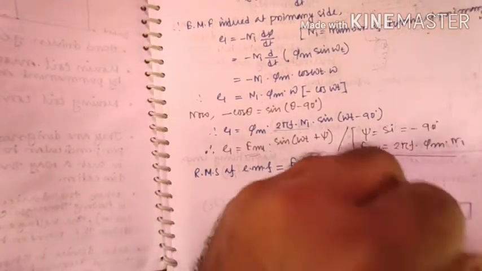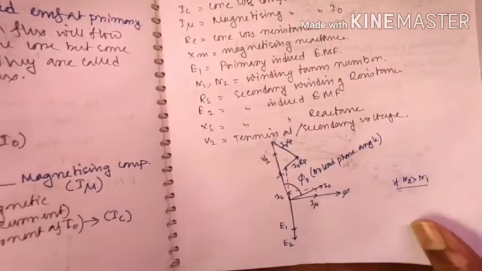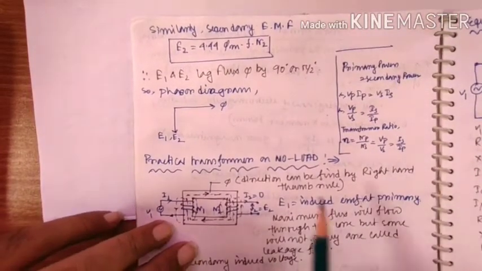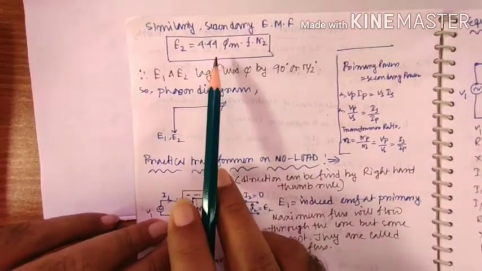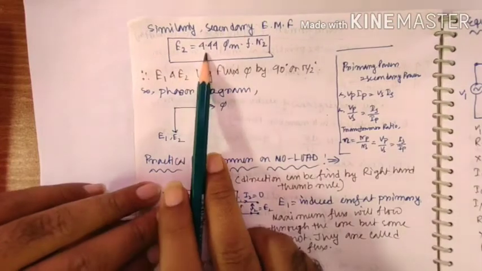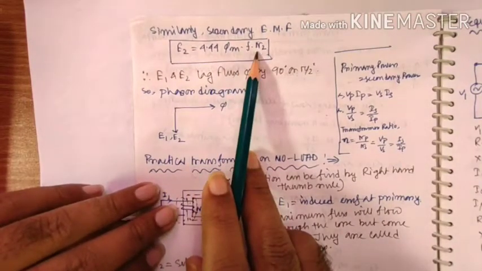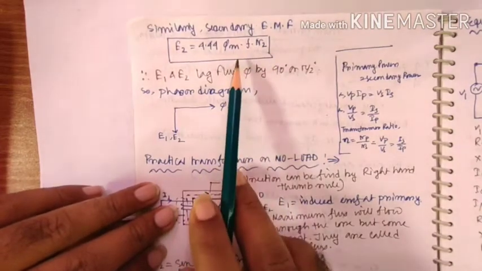So similarly, in case of transformer, we have secondary winding also, and that will produce an EMF. So the value of secondary EMF will be also E2 is equal to 4.44 phi m f into N2. N2 is the number of turns in the secondary winding.